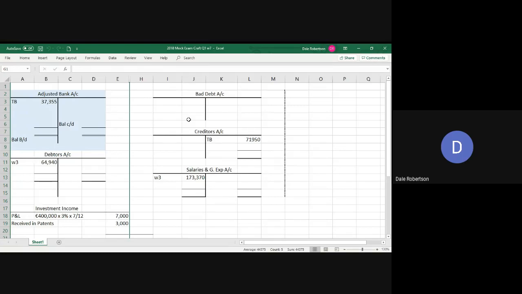I've set up some of the accounts on the screen, as you can see. You may want to pause the video and set up as it is, or else you may wish to just watch on through and do it yourselves afterwards. So we're going to start off with the adjusted bank account.